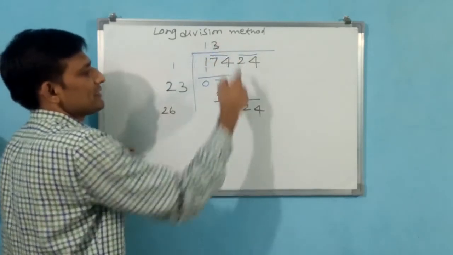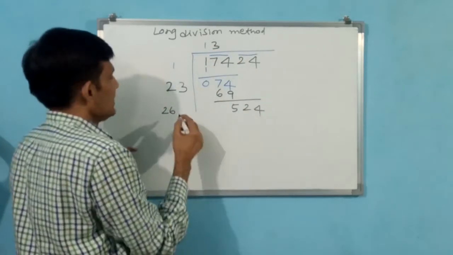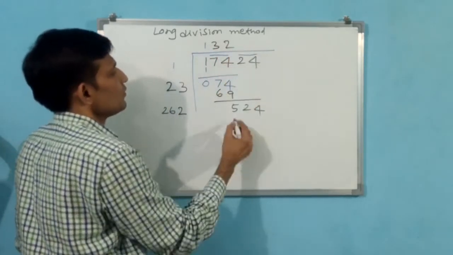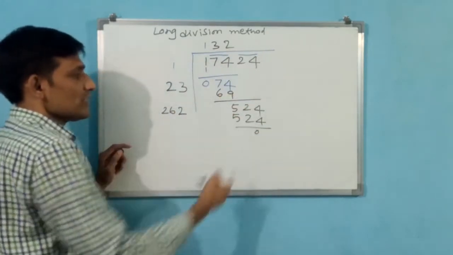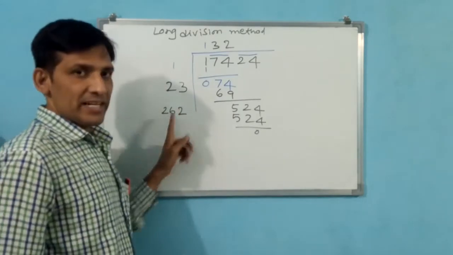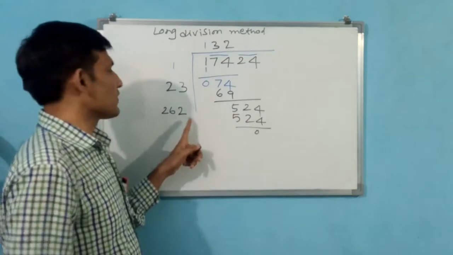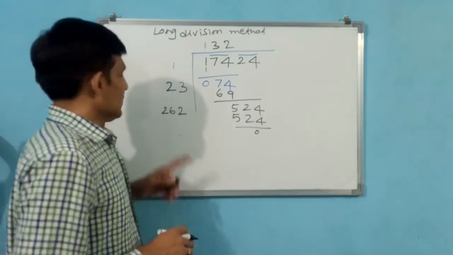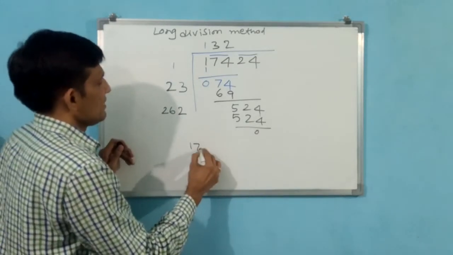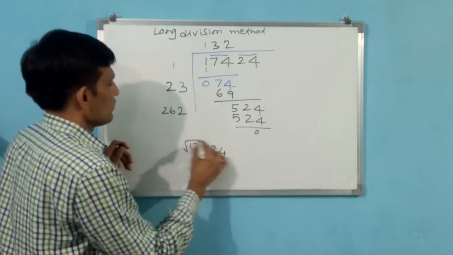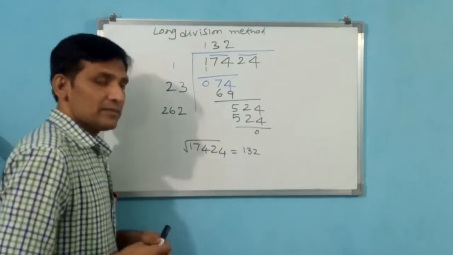261 into 1. 262 into 2. Okay. 262 into 2, 524. 263 into 3 is going to become, see, 200 is there, 3 means 600 will come, 500 is there. That is why logically you have to go for 2 only, up to 2. 262 into 2, 524. Now we can write 17,424 square root is equal to 132. This is the answer for this square root.